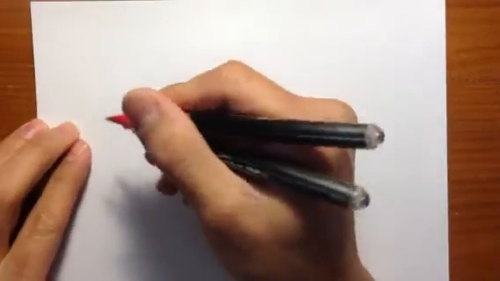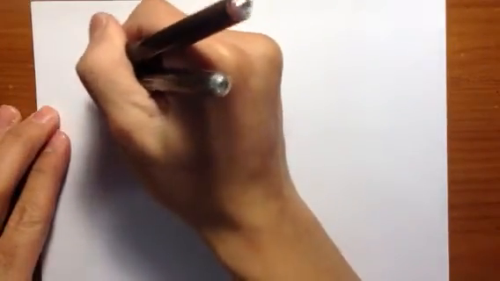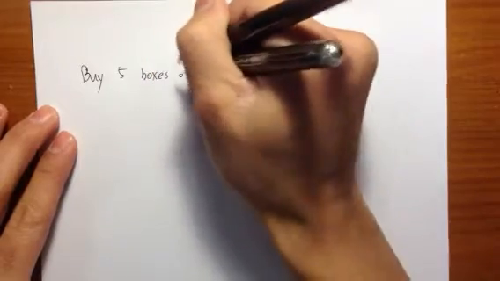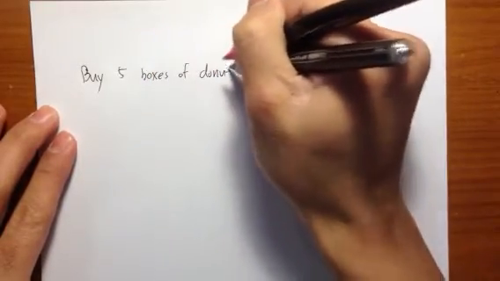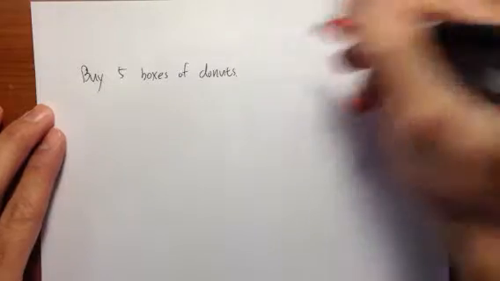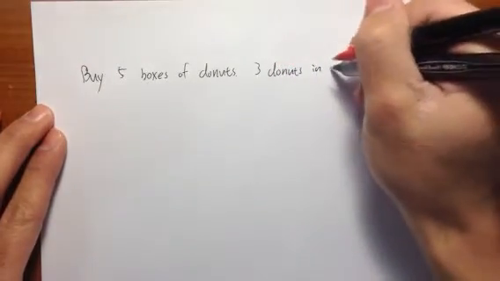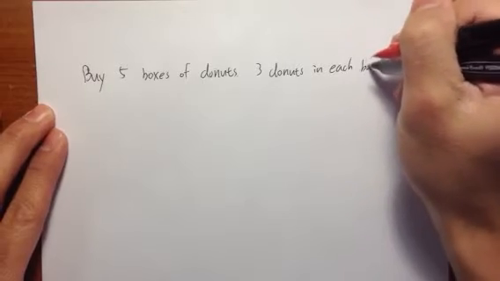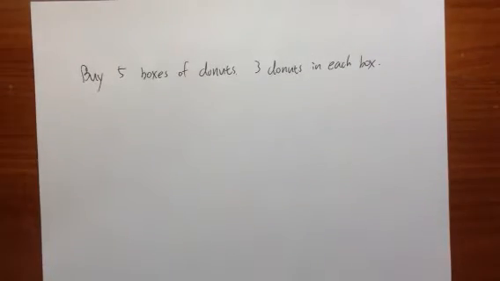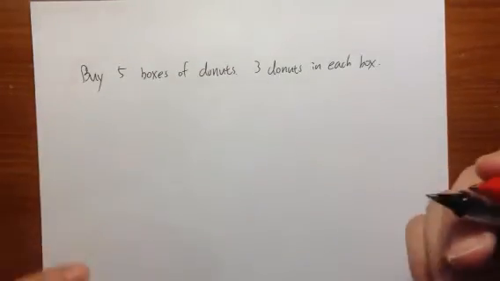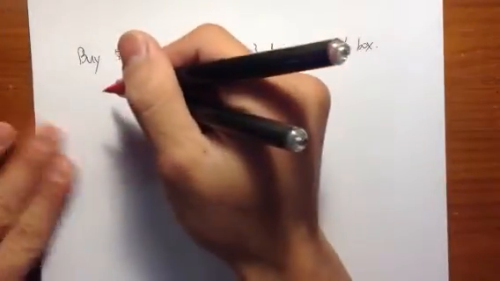Let's say that I'm going to a supermarket and I'm going to buy 5 boxes of donuts. So I bought 5 boxes of donuts, and there are 3 donuts in each box. Okay, so let's take a look. We want to figure out how many donuts we have. So let's take a look at the picture first.